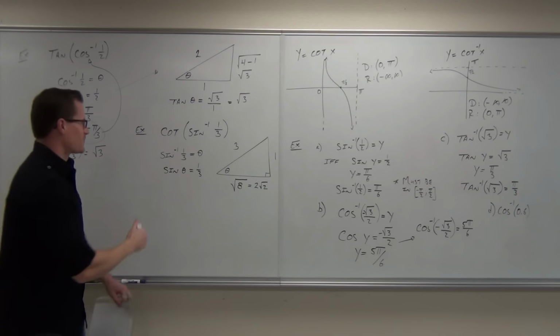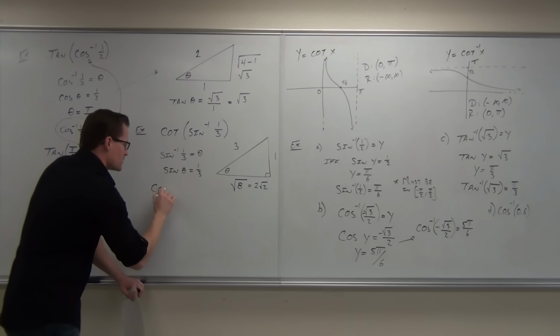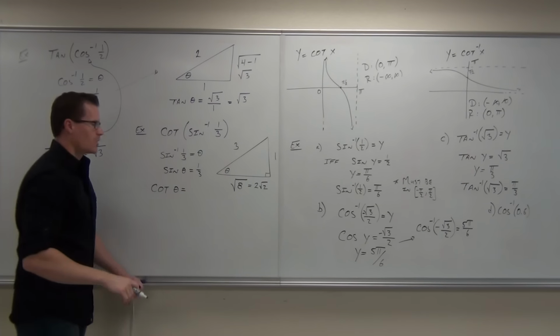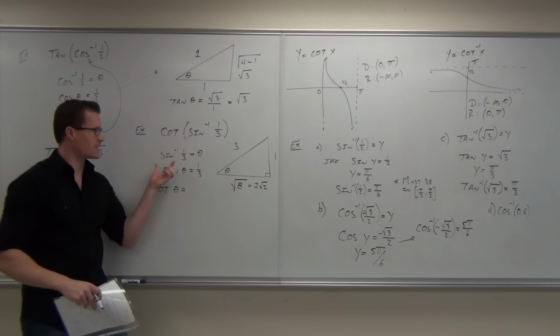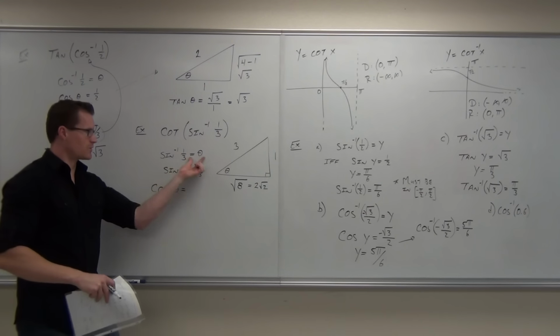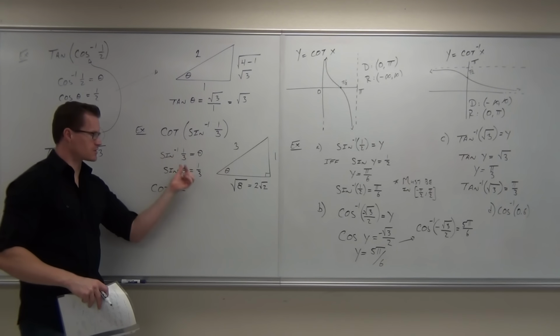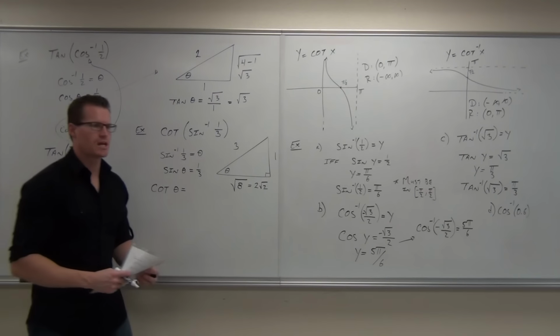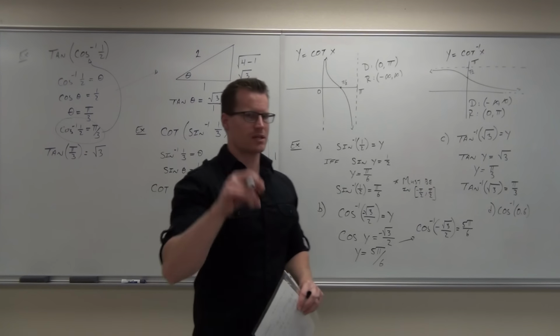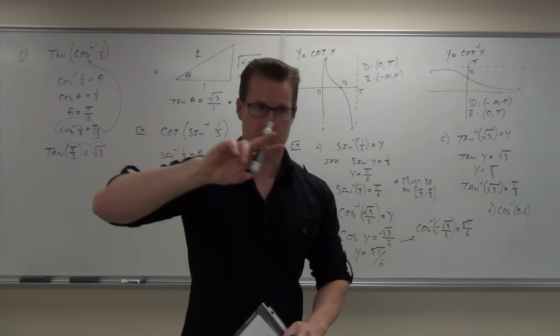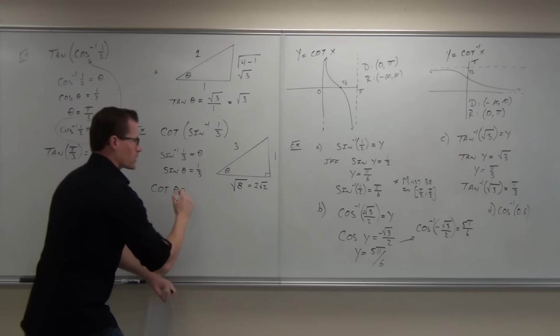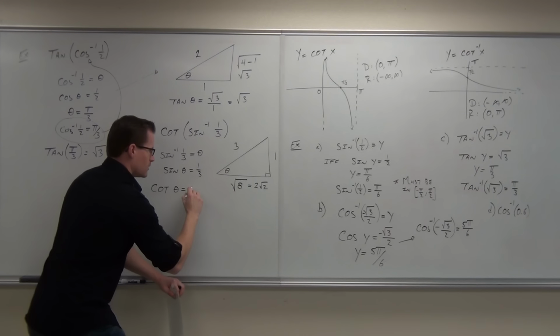Now, find cotangent of theta. Cotangent of theta is cotangent of this thing. It's the same thing. So this is theta. This is theta. So just find cotangent of theta. Now, if tangent is opposite over adjacent, cotangent is the reciprocal. So we're going to get adjacent.